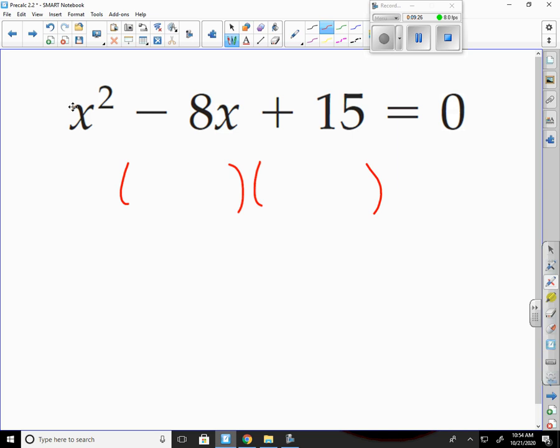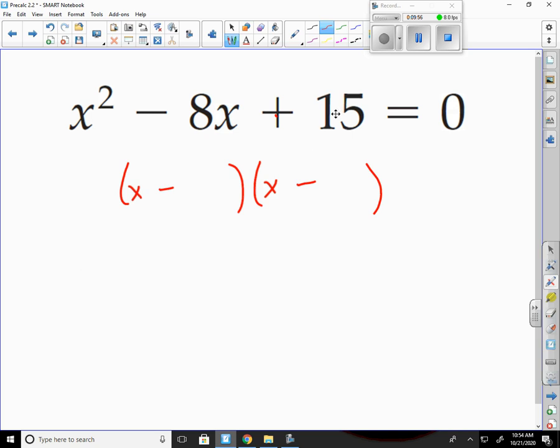I need to check to see if there's anything I can factor out of all three. There is not. So now I can just factor as normal. x and x multiplies to give me x squared. Now what multiplies to give me 15? As I said, I'm going to have a minus and a minus because this is a plus and a minus. So if the last is a plus and the middle is a minus, that tells you it's going to be a minus minus in here.